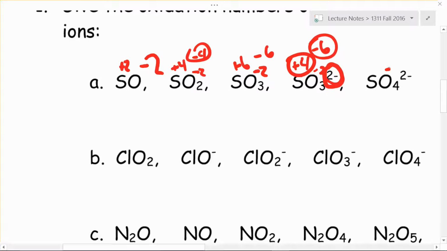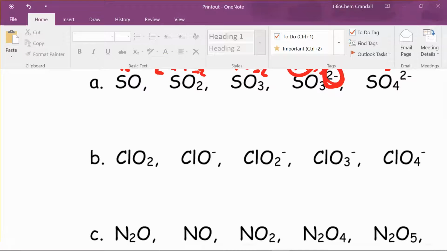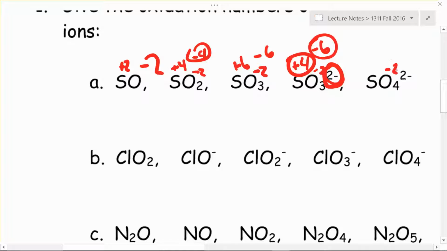Okay, this is -2. Goodness. Okay, we have -2, that's -8. So the sulfur is +6 because we have a -2 charge left over. Okay? It's +6. All right, now try the next ones.